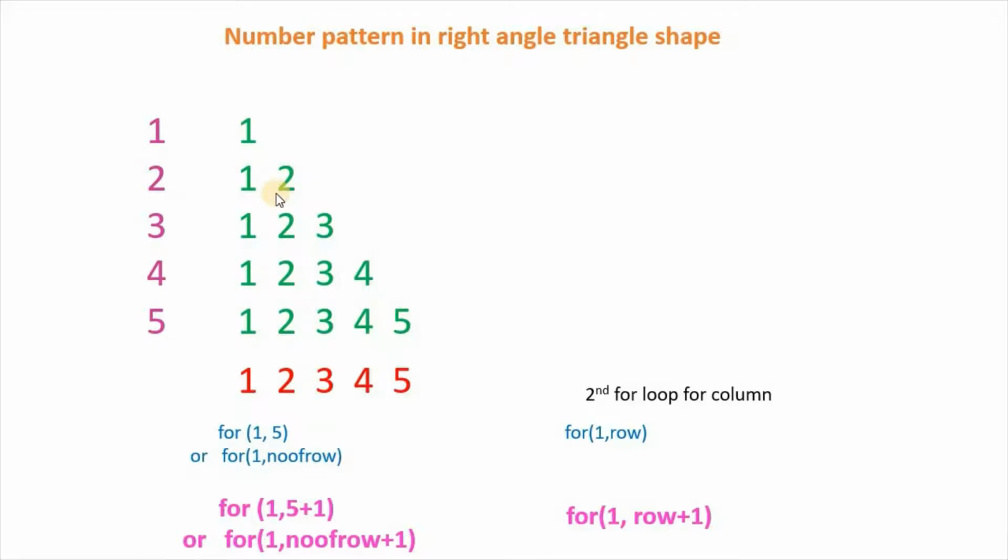We can see here the printing depends on column. When there is row 1, print column 1. If there is row 2, column 1 and column 2 print. And when there is row 3, column 1, column 2 and column 3 print. When there is row 4, column 1, column 2, column 3, column 4 print. And when there is row 5, column 1, column 2, column 3, column 4, column 5 print. So printing depends on columns. So in print we need column.